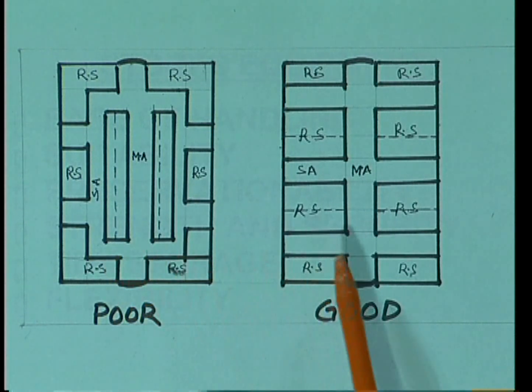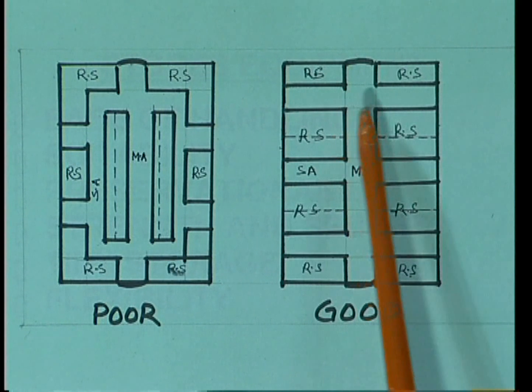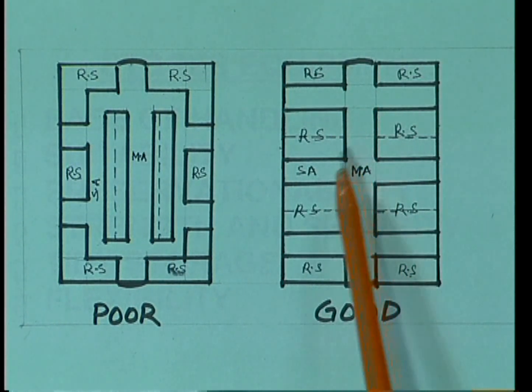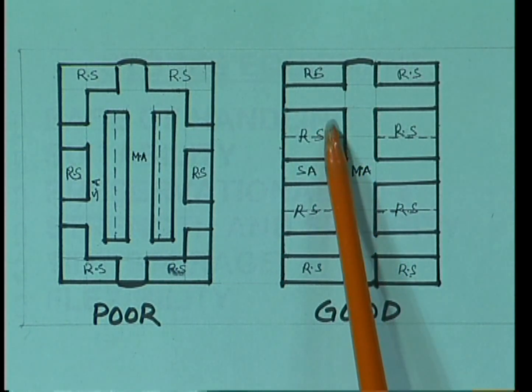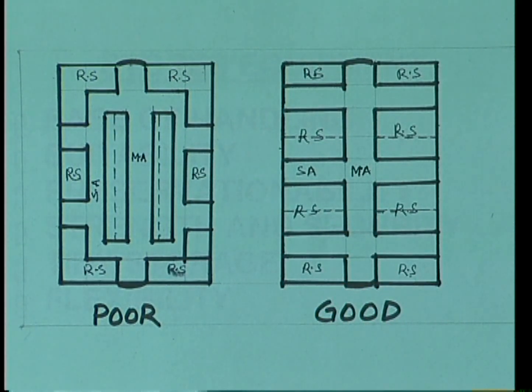But here if we see this, it is systematically ordered. Ways are here, and we can go in 2 sides, we can use it, so that this is a good layout. So from this you can identify the difference between good layout and poor layout, which affects the production cost. So now this is about the layout of the stores.